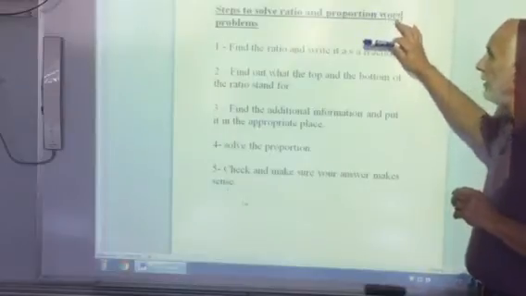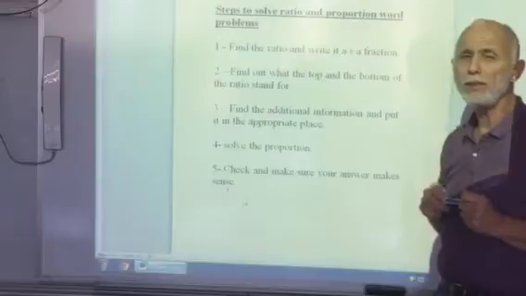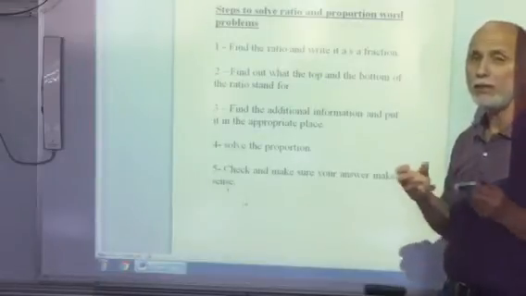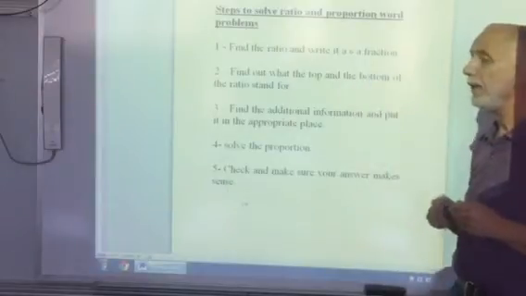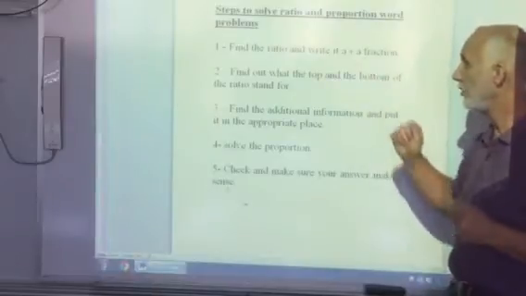Step one is to find the ratio and write as a fraction. And that should be pretty easy to do because you know the ratio words that show you the relationship. So if you can find the ratio, then all you do is replace the ratio word with a fraction line and you have the fraction.